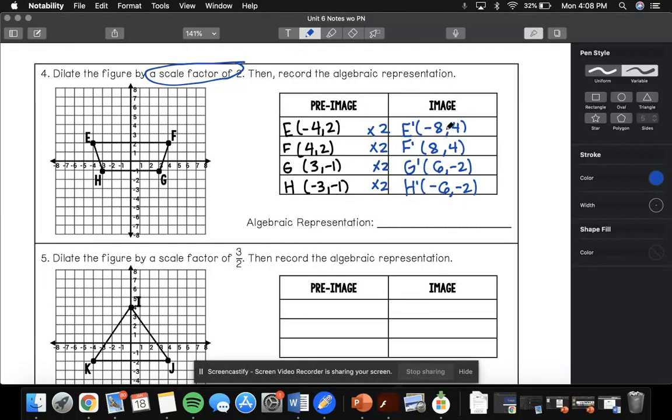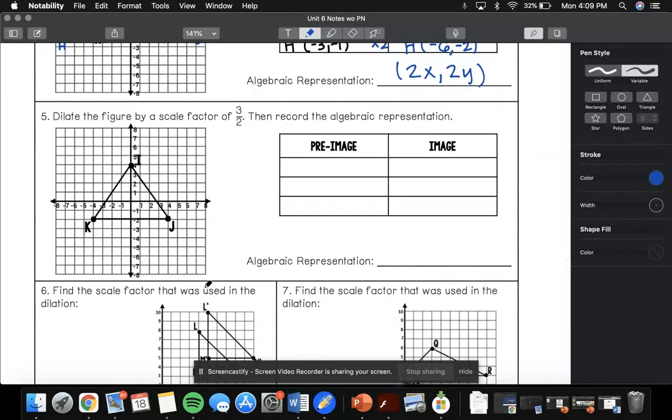Okay, so then after I have those new ordered pairs, I can just plot them, (-8, 4). So this is E prime. F prime is (8, 4). G prime is at (6, -2). H prime is at (-6, -2). Okay, so then I just draw a pretty picture. Then the algebraic representation is we just took all these ordered pairs and we doubled it because that was the scale factor. So it would be (2x, 2y).